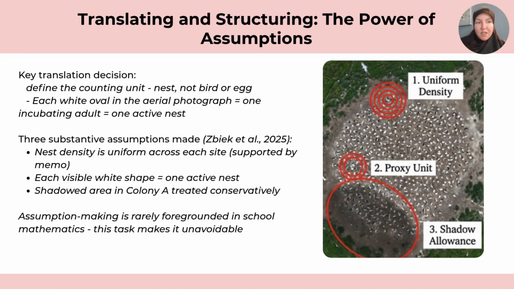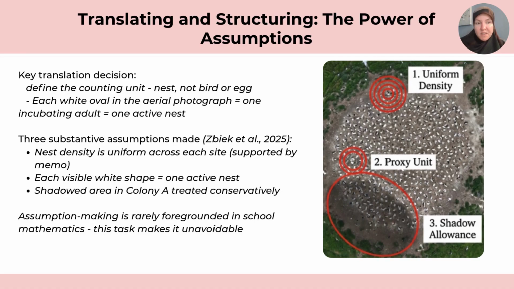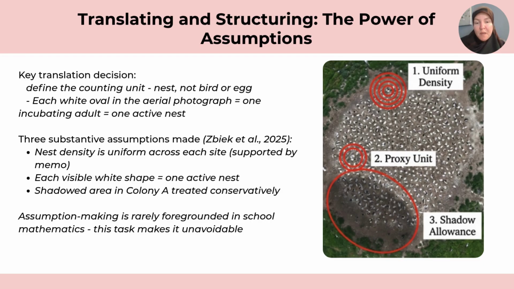Thanks, Uma. I'll now focus on the mathematical modeling competencies and how our group's solution maps onto the modeling cycle. The real world question is which colony should receive conservation resources? To work mathematically, we had to translate that into something tractable. How many nests does each site contain? But here's what's interesting, that translation required a definitional decision that shaped everything else. What counts as one unit? An egg, a chick, an active nest.